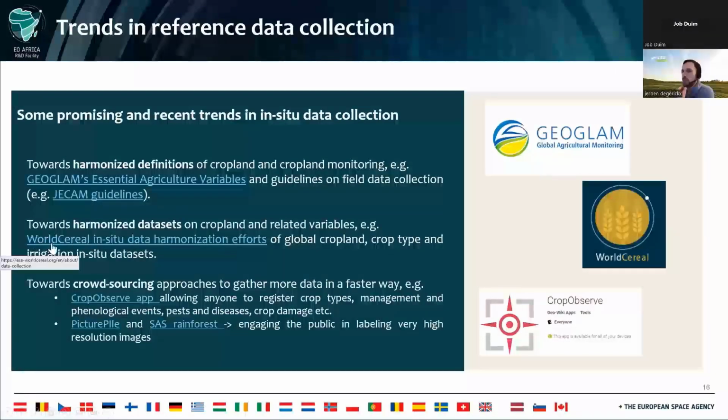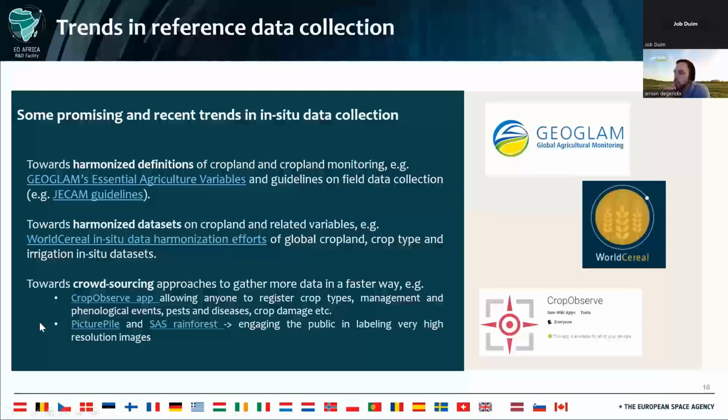And there I provide just one example, the WorldCereal Project, which is a project funded by the European Space Agency, focusing on cropland, crop type, and irrigation mapping across the globe. There we actually did the effort of compiling this global reference database on these topics. So also there, if you want to check it out, it's an open database, and you can also freely contribute to it. So please check it out if you're interested.